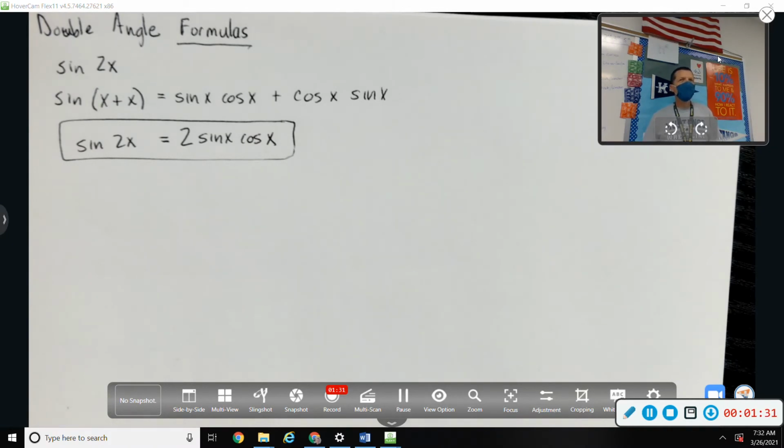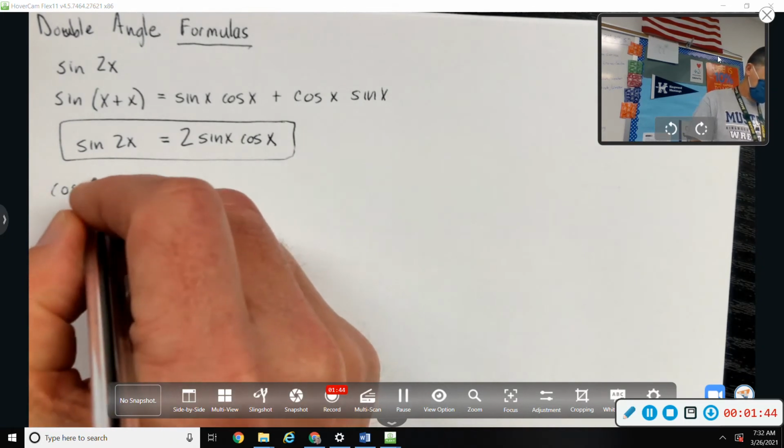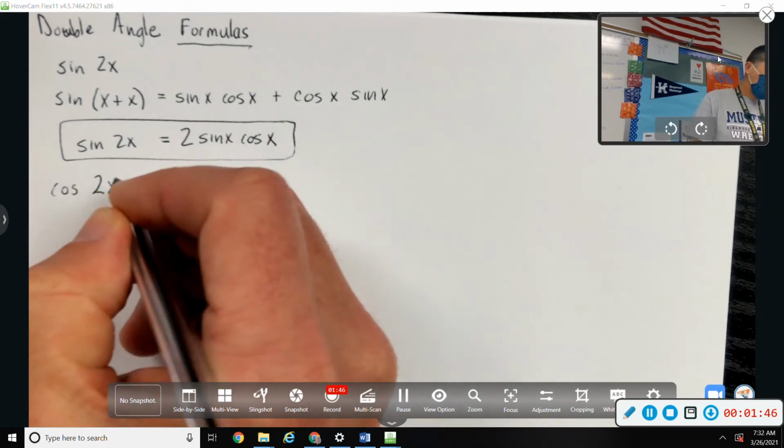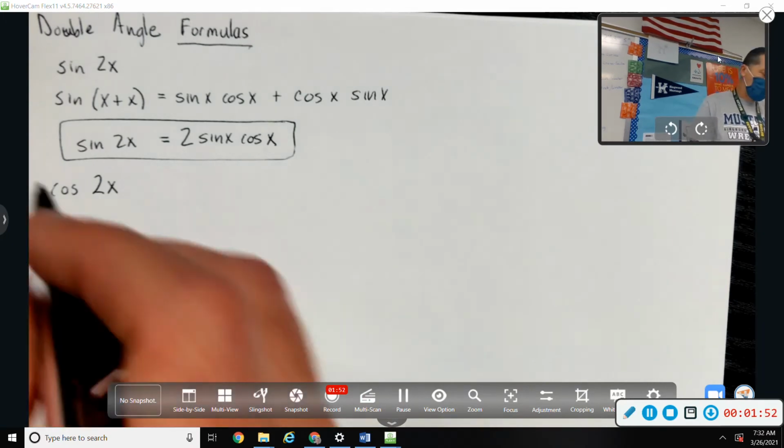And again, in a normal year where we're having you memorize these, that's not one you really have to memorize because you just get it from the sum formula. In fact, I think most years we give you the sum, but we don't give you the double, knowing that you can come up with it if you need it.